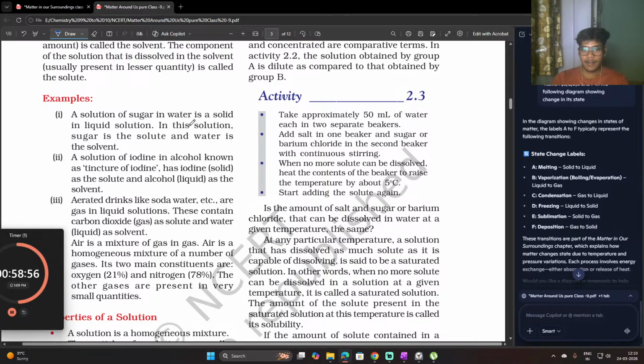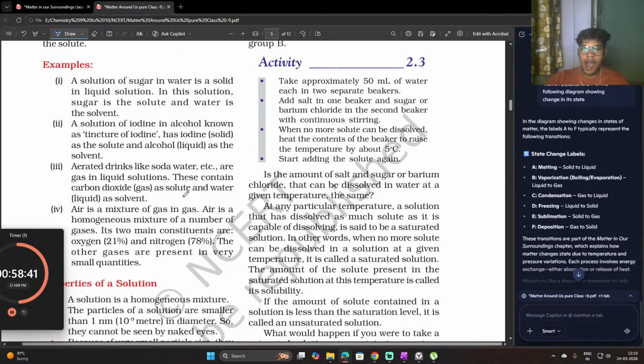Aerated drinks like soda water are gas in liquid solutions. They contain carbon dioxide gas as solute and water liquid as solvent. Air is a mixture of gas in gas. Air is a homogeneous mixture of a number of gases. Its two main constituents are oxygen and nitrogen. Oxygen is 21% and nitrogen is 78%. The other gases are present in very small quantities. So mainly two gases, oxygen and nitrogen.